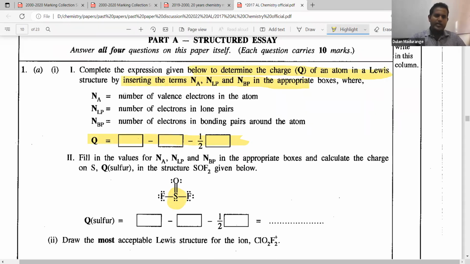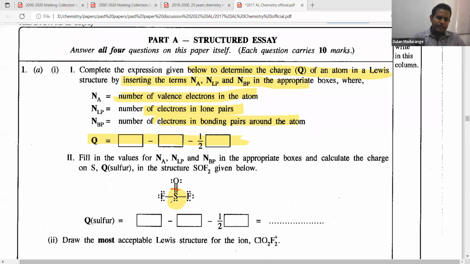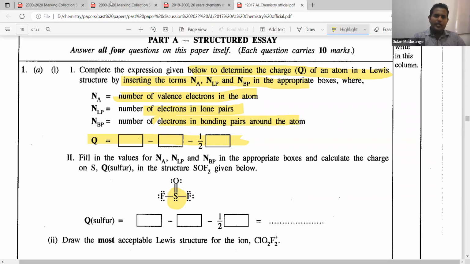Then they have given some species, number of valence electrons, number of electrons in lone pairs, number of electrons in bonding pairs. So this is the equation for the formal charge. When we get the charge around a certain atom, we have to consider the group number, and then the number of individual electrons. That means the number of electrons in bond pairs divided by 2. Individual electrons means that. Okay, so let's get the answer there.